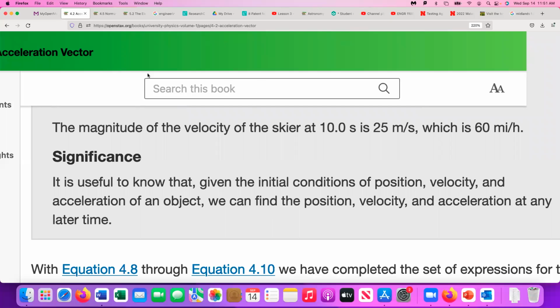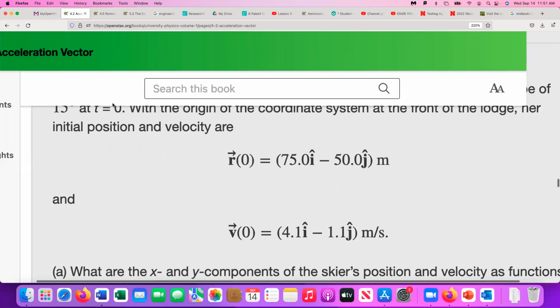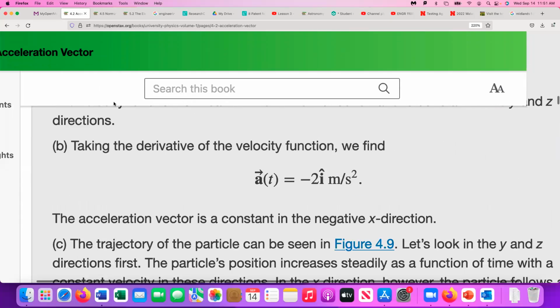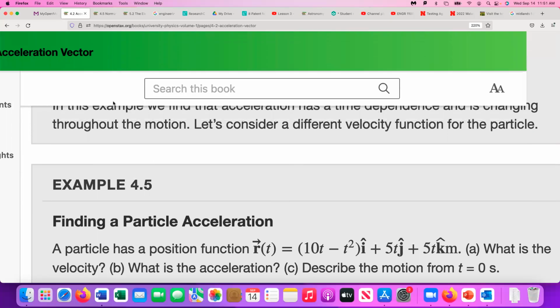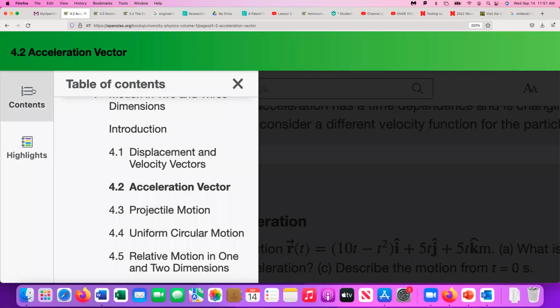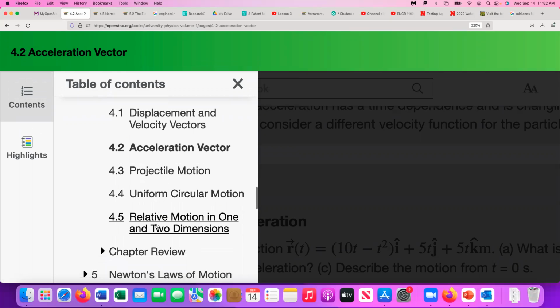We will come back to this on Friday to do these examples in more detail and to help you with any questions from the homework. But that pretty much teaches us everything we need to know about two-dimensional motion. We will do more examples with projectile motion, circular motion, relative motion, but these are all just applications of this stuff. So we will see you on Friday to do more of those applications.